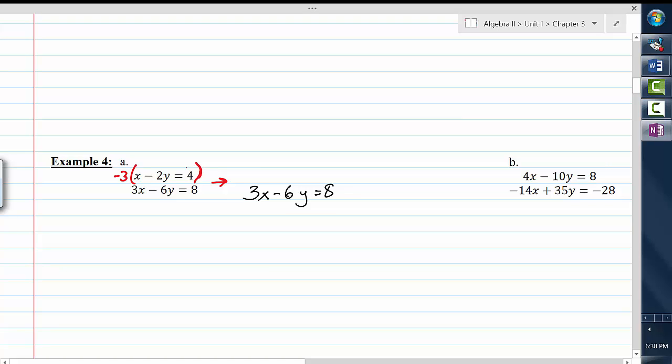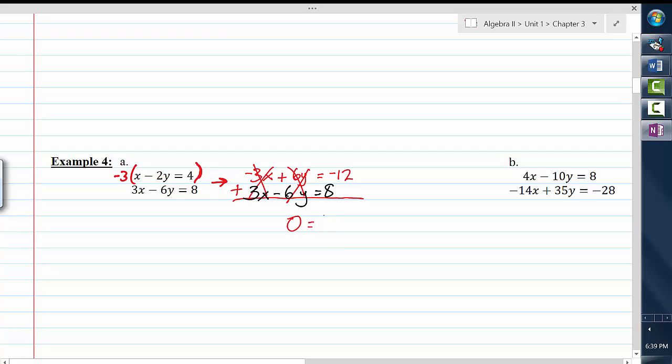Okay, I rewrote the bottom equation. The top equation, if I multiply the entire thing by -3, now I have -3x plus 6y equals -12. Now, I'm actually glad that this happened. If I add those two equations together, look what happened. When I add -3x and 3x, gone. Positive 6y and -6y, gone. So what we're left with on the left side is 0.